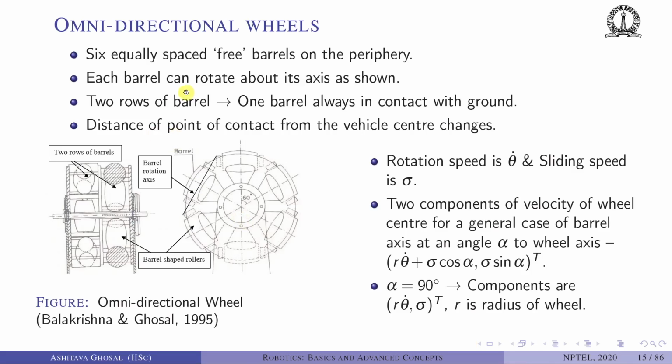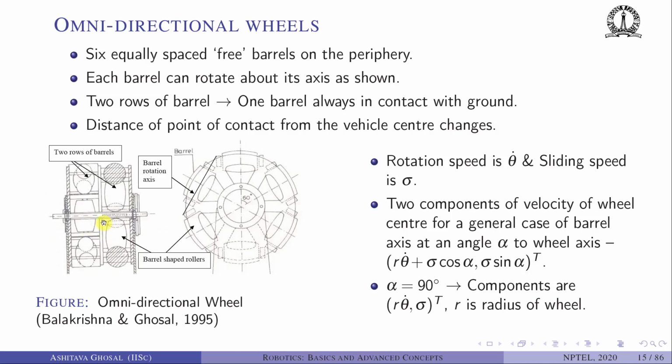Let's look at omni wheels. Basically we have these 2 rows of barrels on a single axis. These are 6 equally spaced free barrels on the periphery, 1, 2, 3, 4, 5 and 6, 60 degrees apart. Each barrel can rotate about this barrel rotation axis, and the wheel itself can rotate about the wheel axis. There are 2 rows of barrels used in our design, such that one barrel is always in contact with the ground.